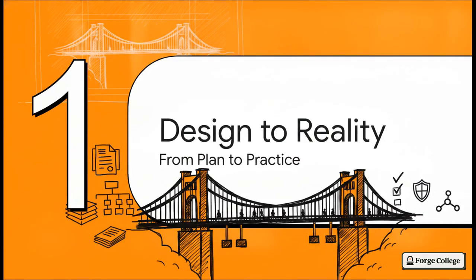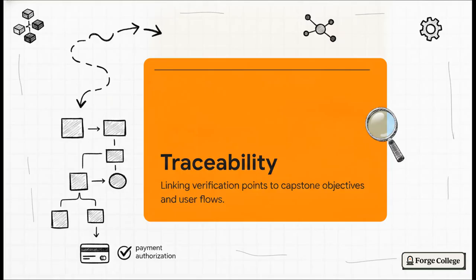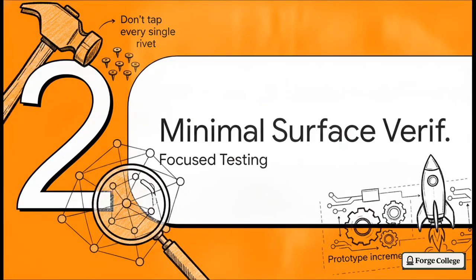Section 1. Connecting design to reality. Okay, so lessons 1 through 3 were all about the blueprints. Now it's time to see if the physical bridge we just built can actually handle real weight. The absolute secret weapon here is traceability. Every single test we run today has to link back directly to a specific capstone objective and user flow that we mapped out earlier. You can't just be mashing random buttons on your prototype to see what sparks. If your core objective was to reduce payment friction, your test needs a precise breadcrumb trail leading right back to that exact goal.